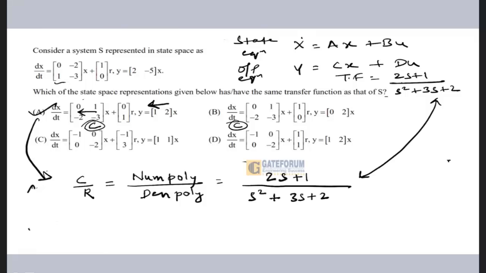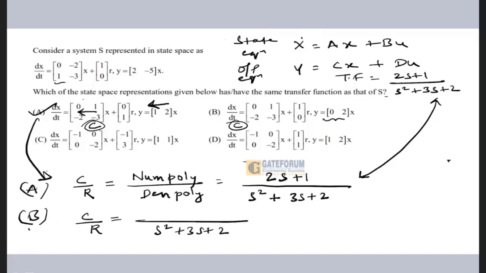Now if you check option B also, because that is also controllable, C by R would have the denominator s square plus 3s plus 2. But here the numerator is 2 of s only. So these two are not matching, and this will not be the correct answer. And you should not evaluate C and D, because option A is giving you the correct answer. So whenever the system is in controllable form, you can directly check. Okay. Thank you all.